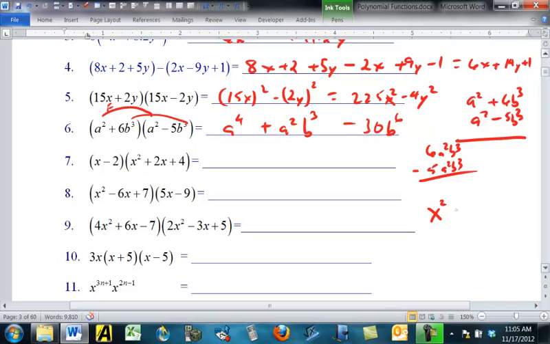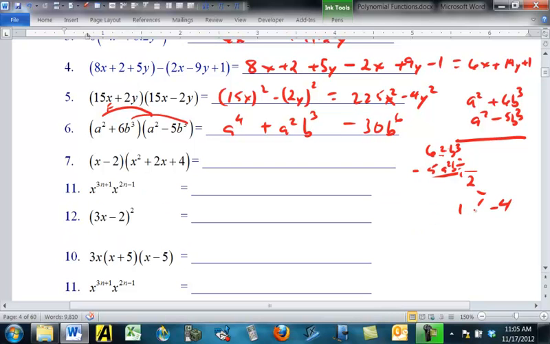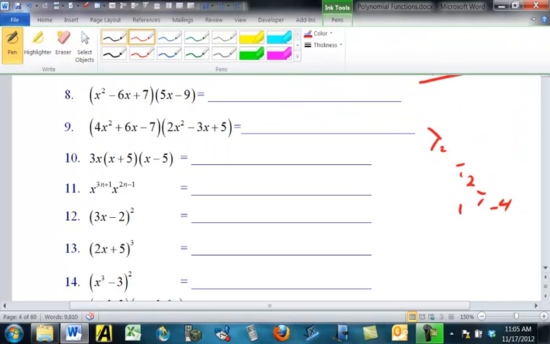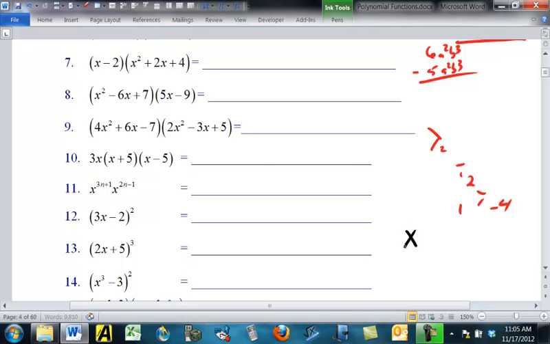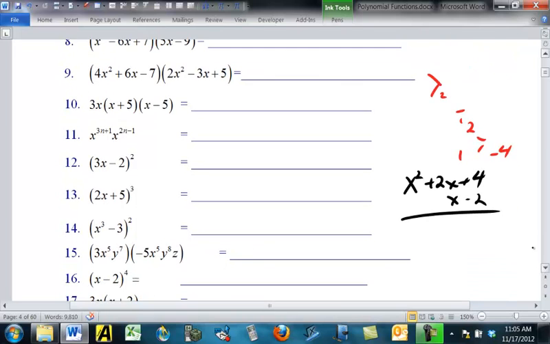x squared plus 2x plus 4. Whoa. Let me change pens. x squared plus 2x plus 4. And then we're going to multiply by x minus 2. Negative 2 times 4 is negative 8. Negative 2 times 2x is negative 4x. Negative 2 times x squared is negative 2x squared.